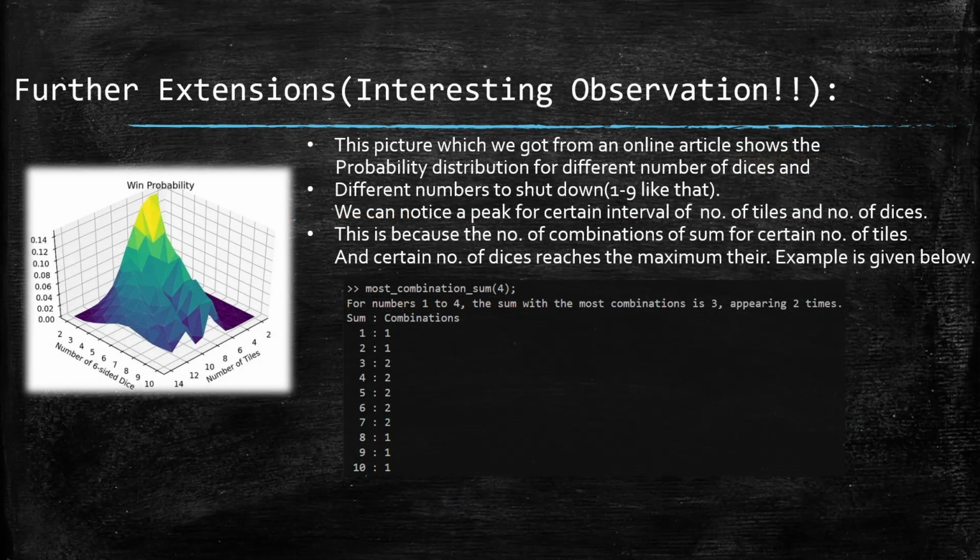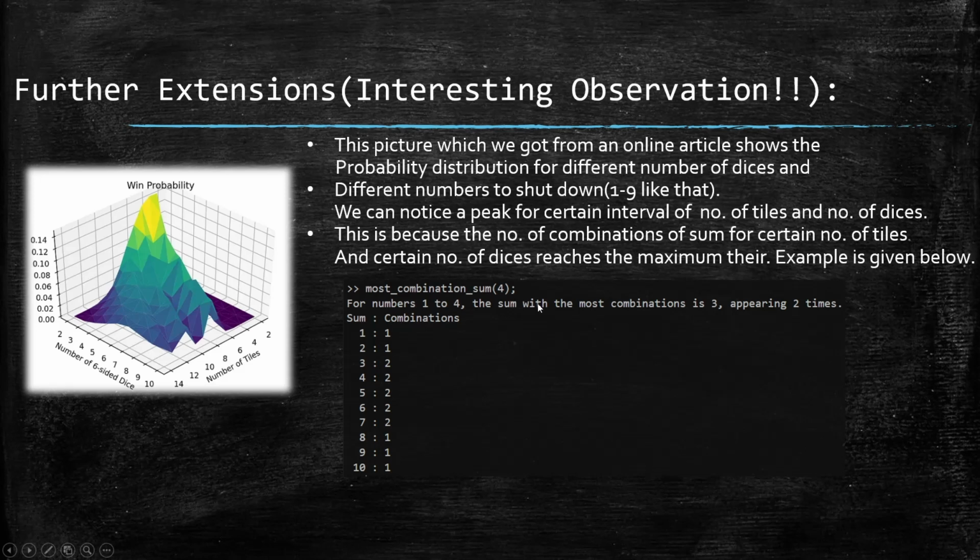We have made an interesting observation. The picture seen on the left side, which we have taken from an internet article, shows the probability distribution for different numbers of six-sided dice and for different numbers of tiles. You can see there are some peaks between two numbers of tiles. What does that peak signify? For that, we have to understand this concept.